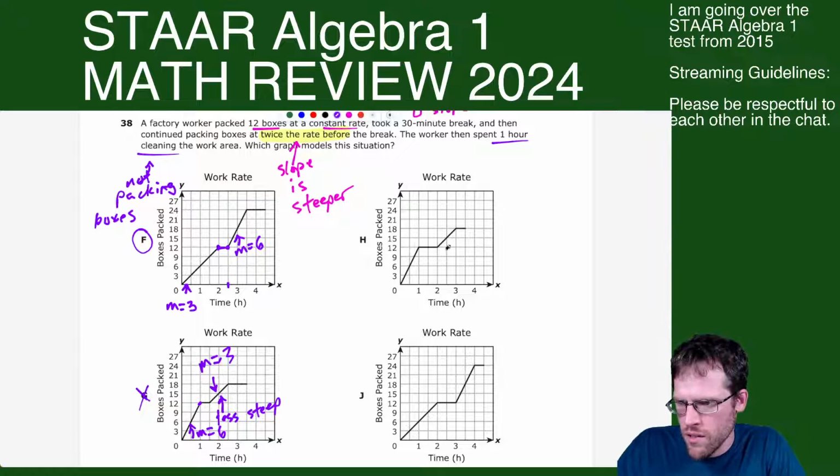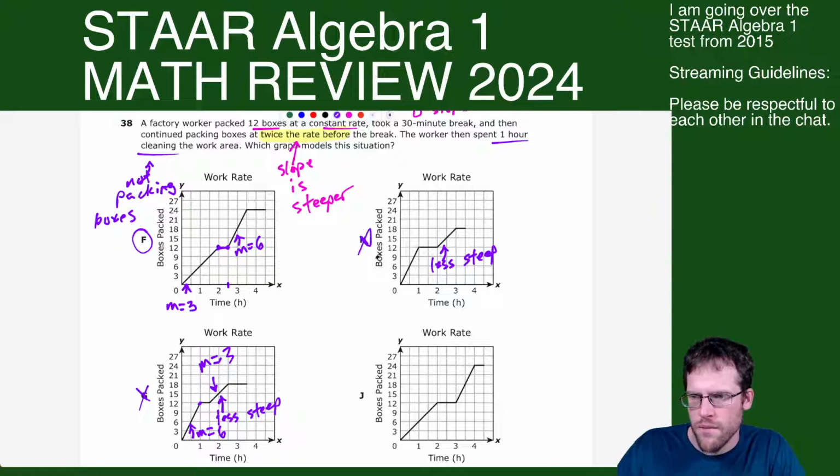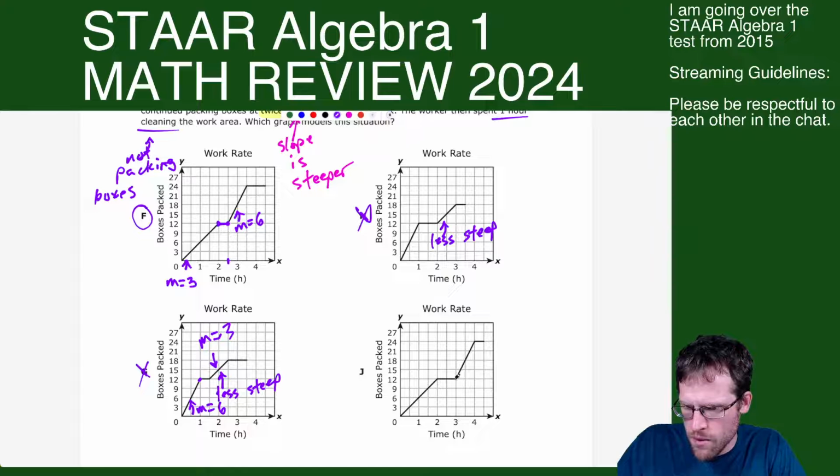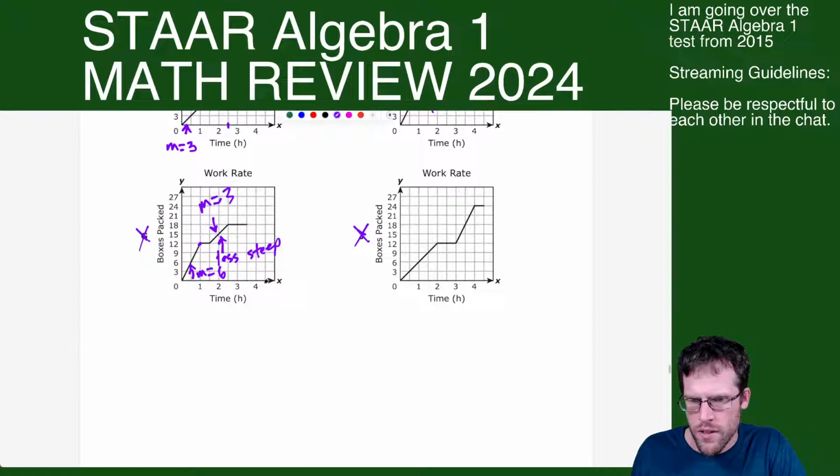All right, and then this one here, this is less steep. And also the breaks are mixed up. This is a 1 hour lunch break and then half an hour cleaning. So that one's out. Okay, so this is gone. And then this one, the work rate is doubled, but same thing. The lunch break was only a half hour, not an hour. So J is gone. F is definitely the answer.